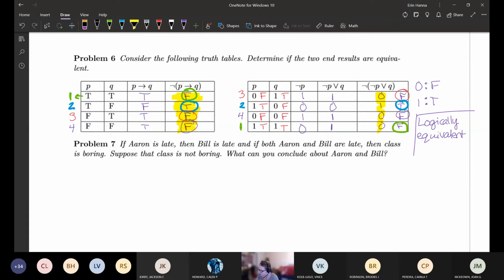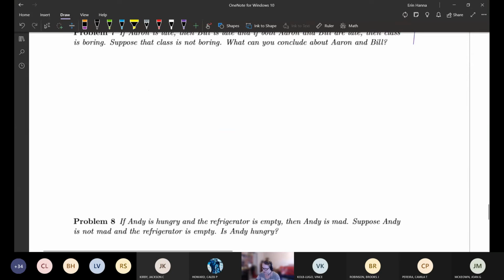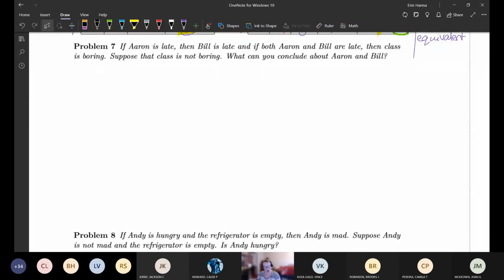All right. We might not be able to do both of these, but I at least want to get into one because these ones get a little long. So essentially what we're going to do now is create a truth table from some statements. It's going to be one of our biggest truth tables so far. We have: if Aaron is late, then Bill is late. And if both Aaron and Bill are late, then class is boring. Suppose that class is not boring. What can you conclude about Aaron and Bill?